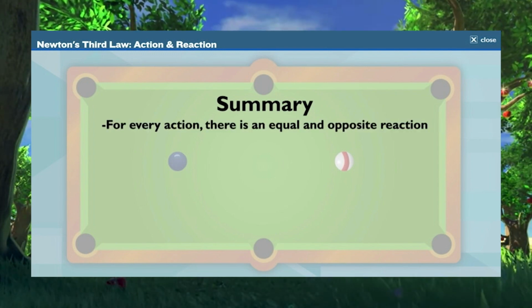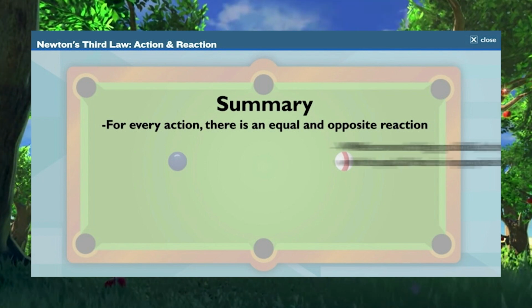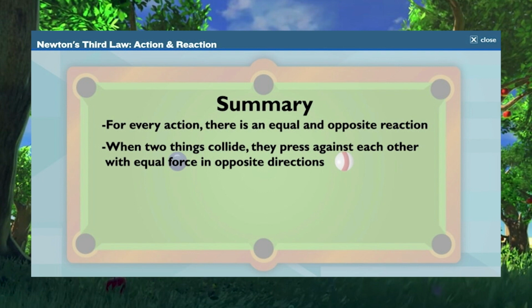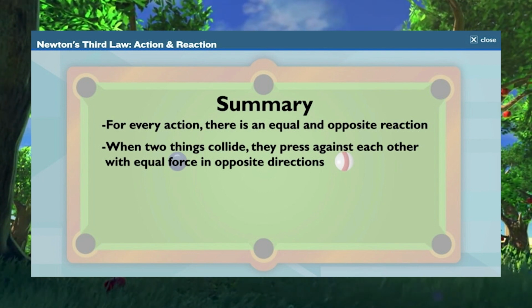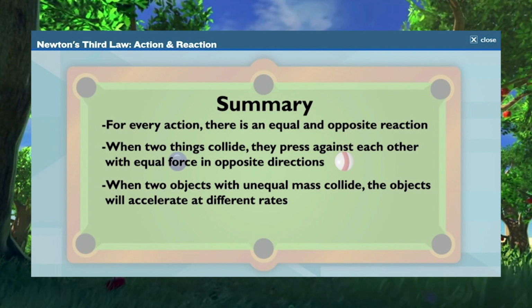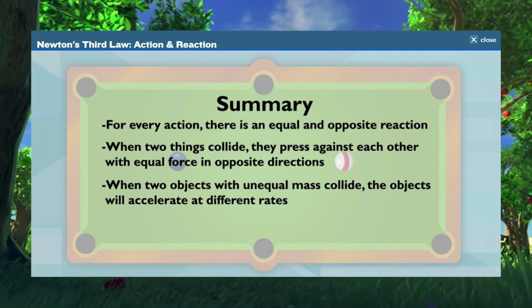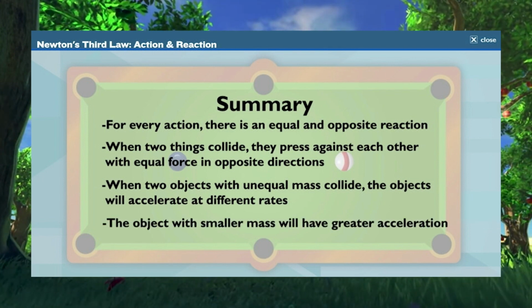Newton's third law says that for every action, there's an equal and opposite reaction. That means that when two things collide, they press with the same force in opposite directions. That's why you and I both felt it when we bumped into each other. And when the objects have different mass, like we do, they'll also have different acceleration. The object with smaller mass, in this case me, will speed up or accelerate more.